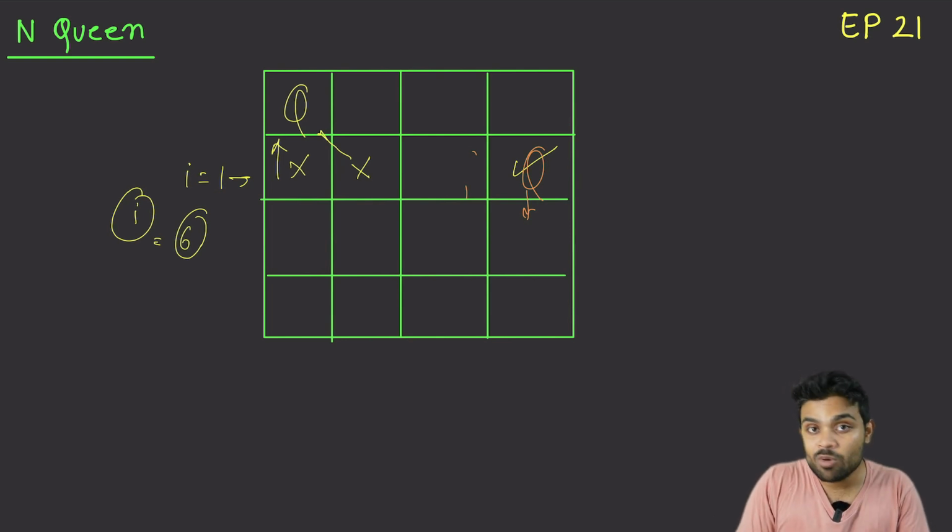And what does it mean by removing it? The backtracking step. As we have learned in the previous lectures of recursion and backtracking, it is the backtracking step to remove the queen, right? So that's what I'm going to do.